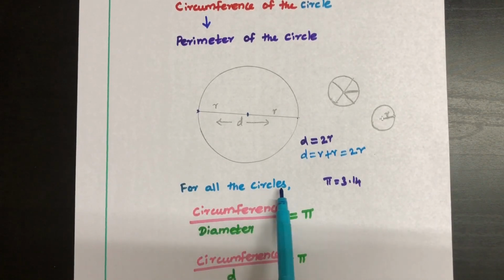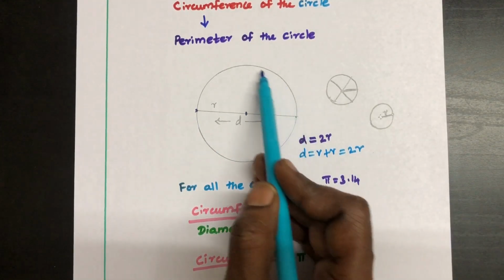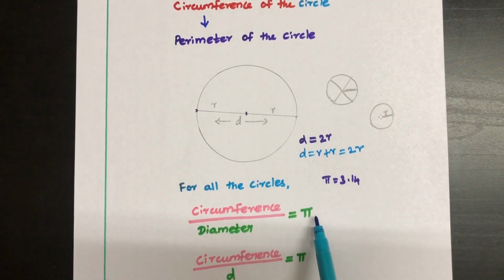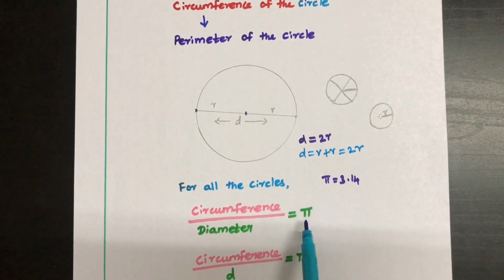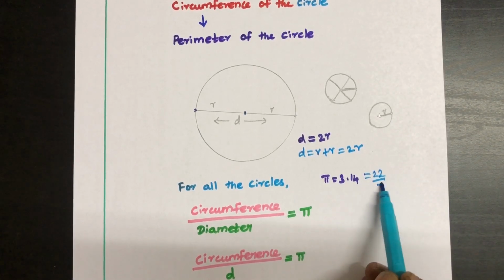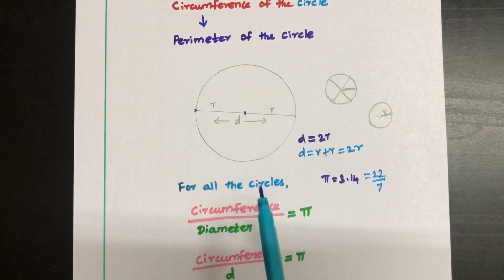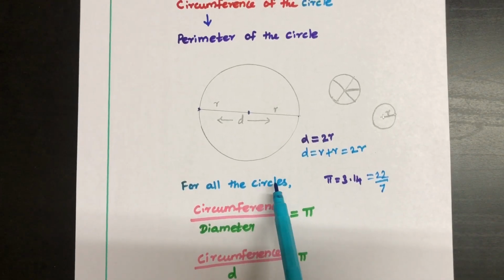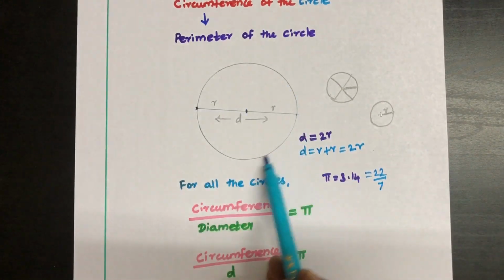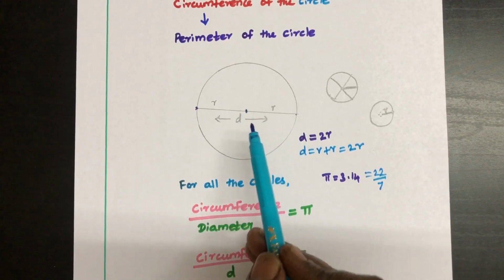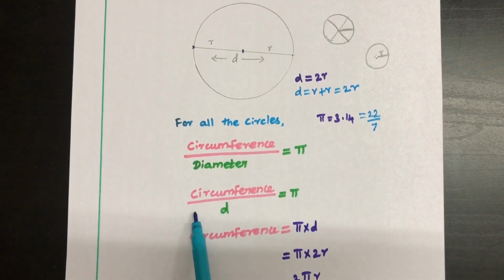Also, for all the circles, if we measure the outer length of this circle and divide it with the diameter, we always come up with the answer pi, some constant value. Pi value is 3.14 or 22 by 7. This is the case for all the circles. Whatever circle you are given, if you measure the length of the boundary of the circle and divide it with the given diameter, you will always get pi. So, circumference by d is equal to pi.